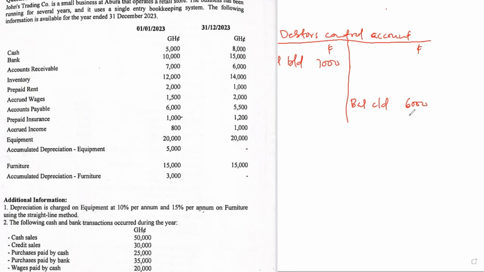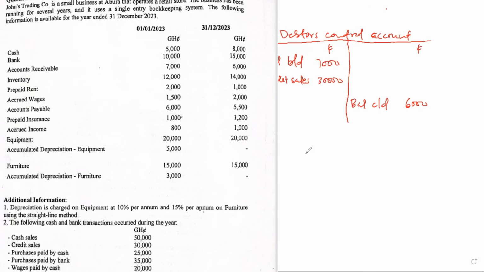Then, when you look at the question, we have credit sales, and we all know that credit sales is supposed to go to the debtors control account, on the debit side. So we record credit sales, which is 30,000. Any item in the question that is supposed to be in the debtors control account, you record it. It is only credit sales that is supposed to be there, so I think we are done. We just balance our accounts.